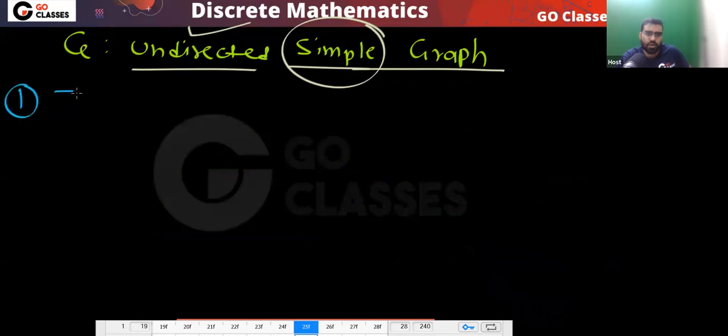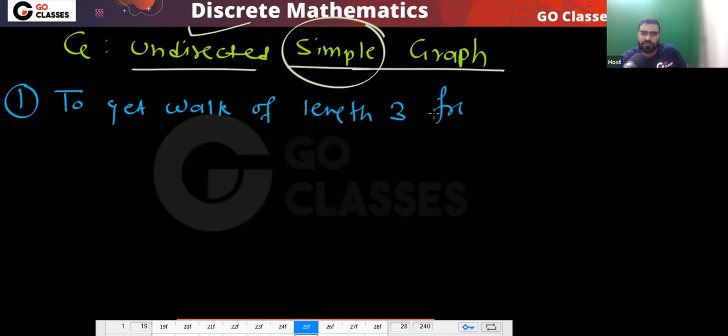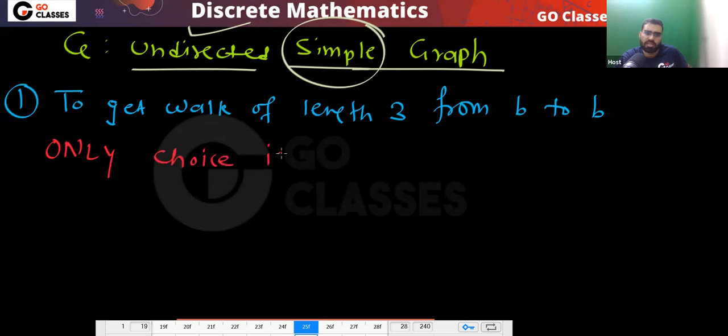The first thing is, to get a walk of length three from A to A, or from B to B. So from B to B, if you want to get a walk of length three, what is the only possibility? Only choice is a triangle. Okay, you need a triangle. Only the triangle can give you a walk of length three. Correct? So if you want this walk of length three from B to B, then the only possibility is a triangle. This is the only choice.